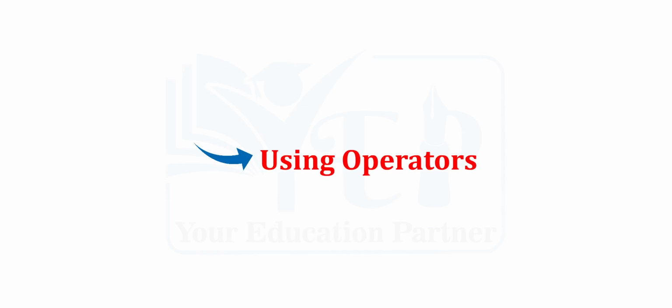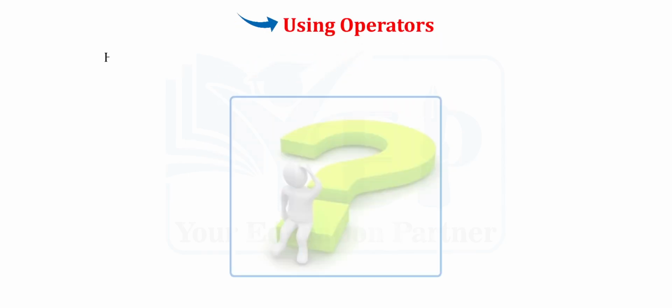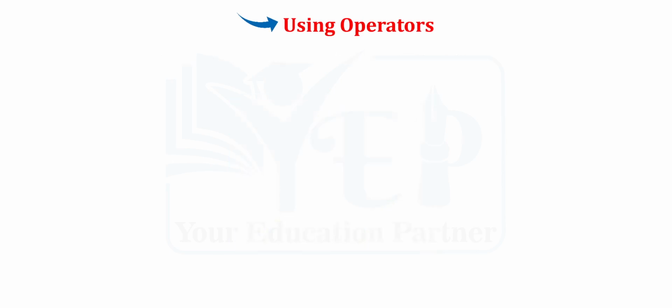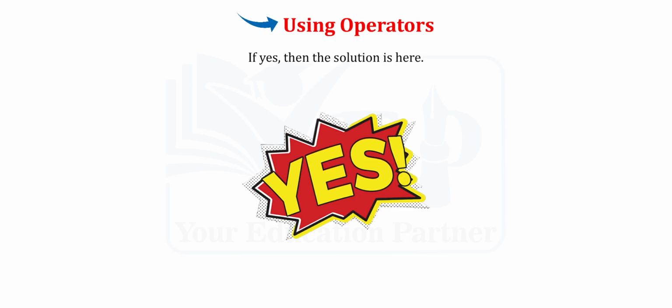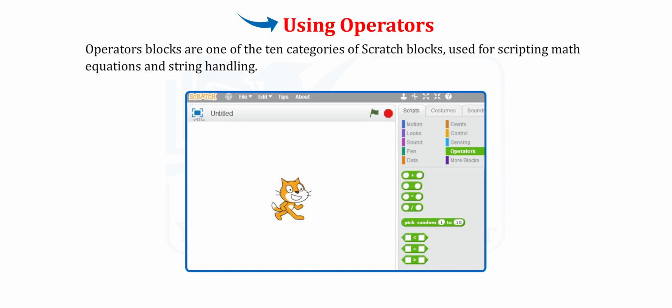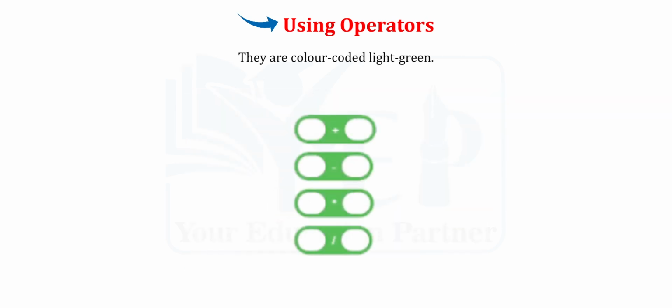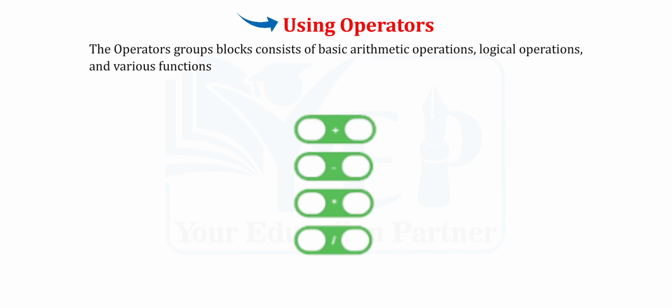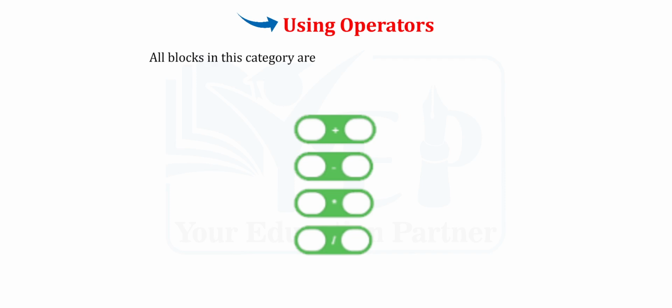Okay, now we will talk about how to use operators. Has a question ever crossed your mind about scripting math equations in Scratch? If yes, then the solution is here. Operators blocks are one of the 10 categories of Scratch blocks used for scripting math equations and string handling. They are color-coded light green. The operators group's blocks consist of basic arithmetic operations, logical operations, and various functions, both arithmetic and on texts. All blocks in this category are used as arguments for other blocks.